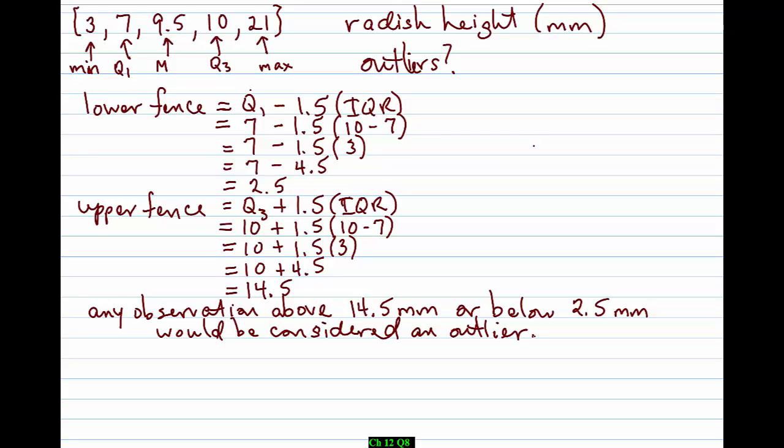So we can see that we have at least one outlier in this data set because our maximum observation is 21. So it certainly would be an outlier because it is above 14.5 millimeters. We know we don't have any outliers in the lower end of the distribution because the minimum observation is 3. And so there are no observations then below 2.5 millimeters.